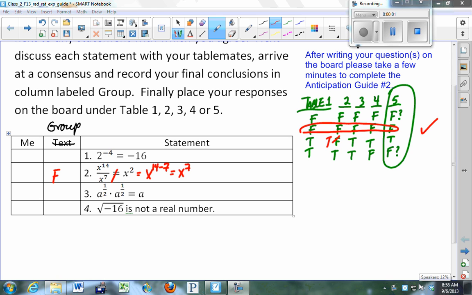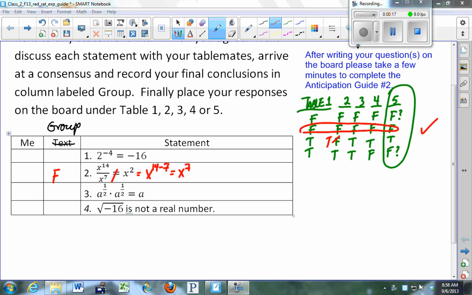So we're all in agreement with 3, right? When you multiply, you add your exponents. And it doesn't matter whether they're integers or rational numbers or even what they are. You just add them, okay?